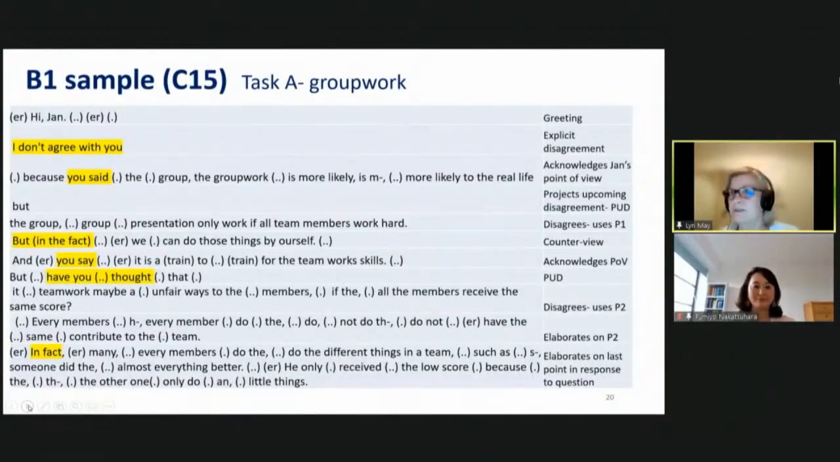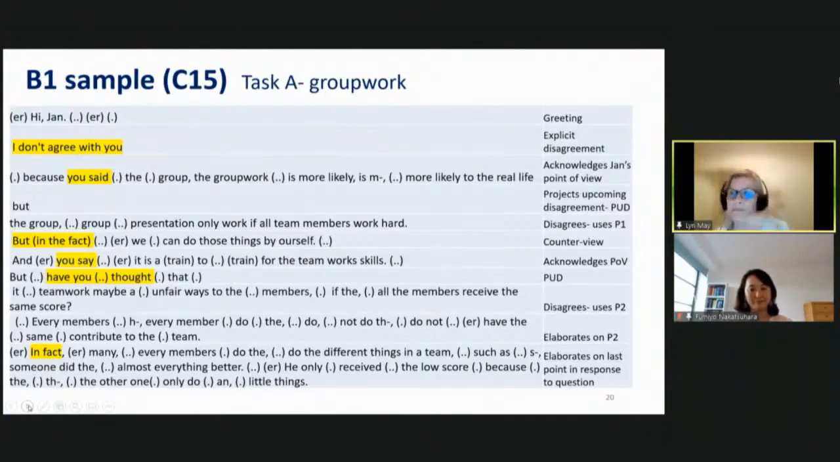Okay, so let's have a look again at two samples, two candidate performances. The first one's at the B1 level, and again you can see that the transcript of the performance is on the left, and the features that were coded are in the column on the right. I've highlighted some features of this performance for us to look at. Immediately in the second turn there's a very explicit disagreement, and that's what starts this performance off: I don't agree with you. There is the ability to acknowledge a point of view. There is a projection of upcoming disagreement, a very basic one with a but, but still it's there.